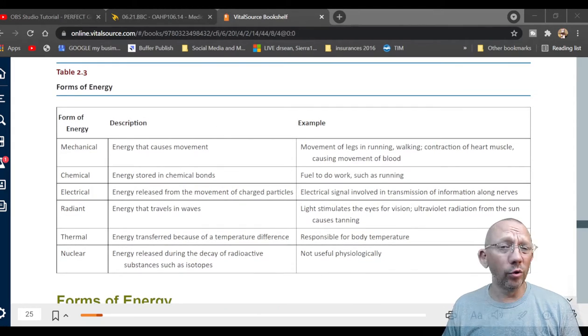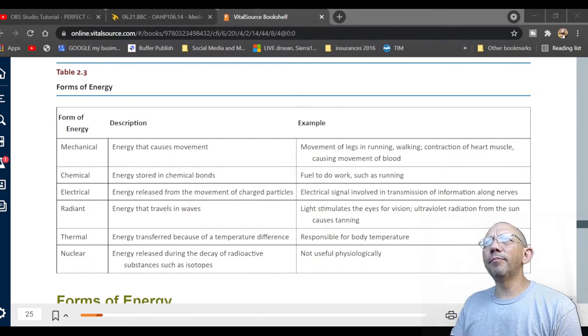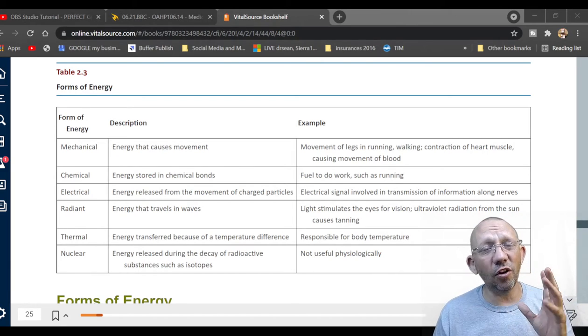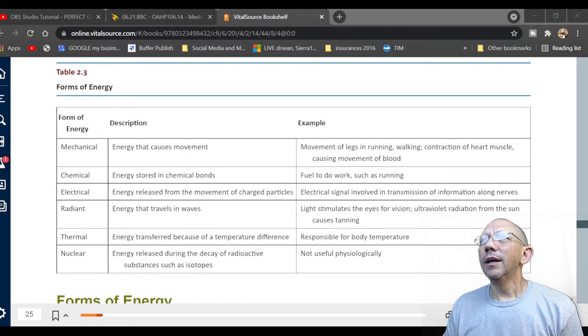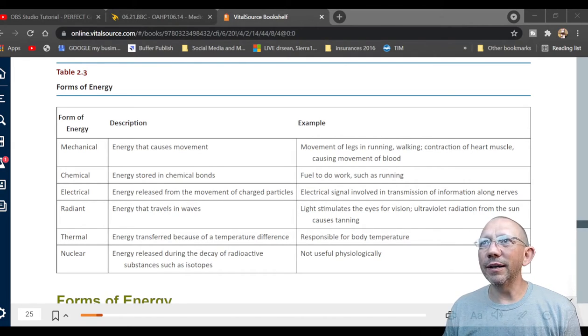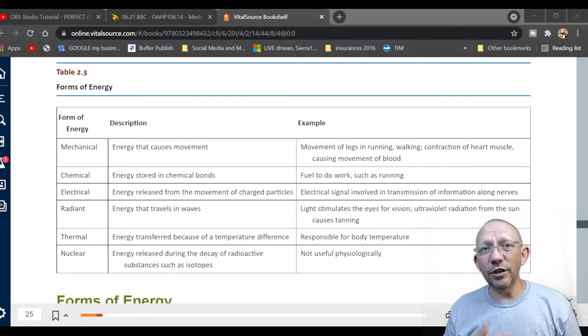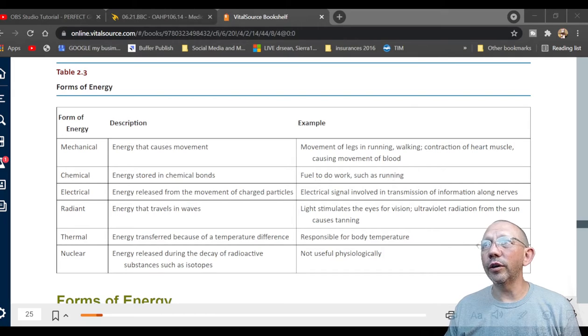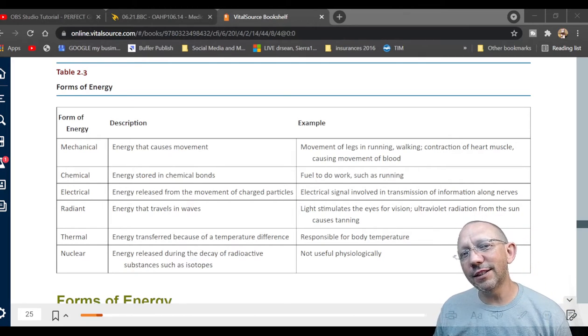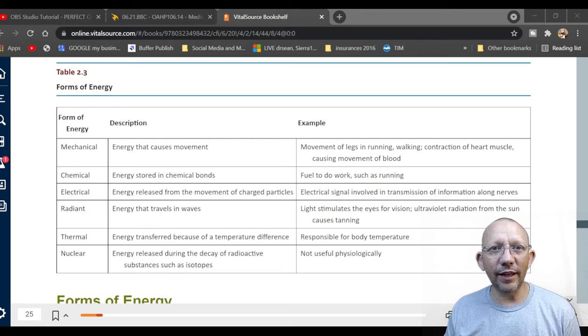We don't really use too much nuclear energy, but we do use mechanical energy. So we're stepping into physics land from chemistry land, but it's all the same building. Mechanical energy is energy that causes movement: potential energy and kinetic energy. You can talk about those later. The movement of the legs in running, that's pretty basic, right? Chemical energy is stored in bonds. When you break them apart, you get some energy release. Now that's going to also connect to nuclear eventually. Fuel to do work. So the fuel is taking glucose and breaking it down into the energy that we need.